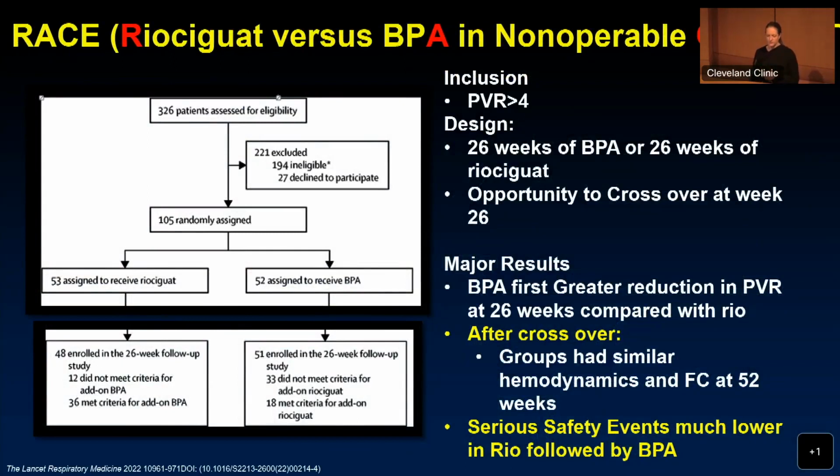And what they found was that when patients went for BPA first, they had more dramatic improvements in PVR and functional status. However, after all of the riociguat patients that wanted to, or who were still symptomatic, crossed over, so they got Rio first and they crossed over and got all the BPA they needed, they actually had similar hemodynamics and similar functional class at 52 weeks. And what they actually found was that the safety events were so much lower in the patients that got riociguat first and then got BPA after that. And it's probably because there's fewer safety events when your mean pulmonary pressures are lower. So Rio was, hopefully, doing that.